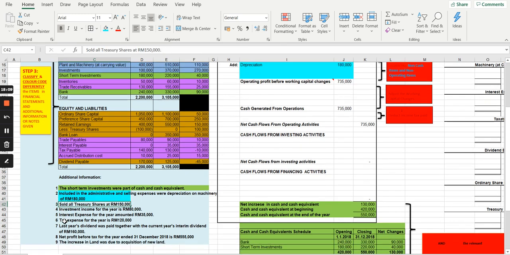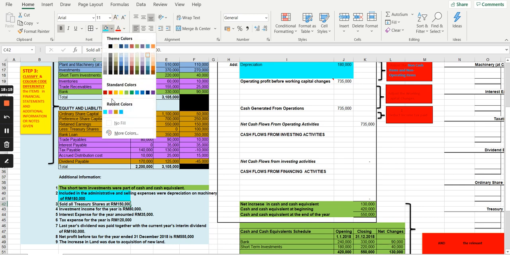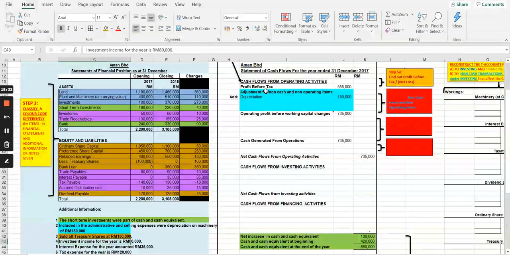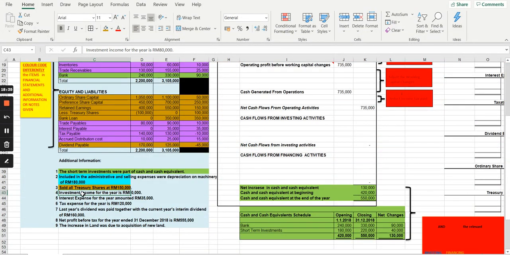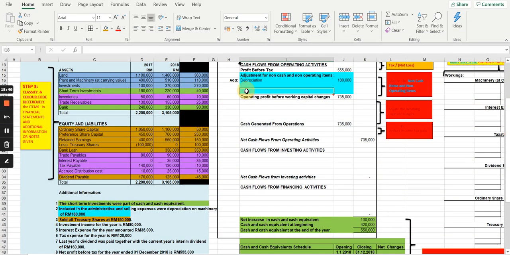Next, sold treasury share. This one I will just leave because it is related to your investing activity, so I will KIV that first. Then you have this investment income. When you prepare your cash flow, your investment income must be adjusted in your non-operating item section here. Why? Because the investment income is income that you generate from investing activities, but somehow was included here. So we need to go and remove that. How much is the investment income? I will put it here, investment income.